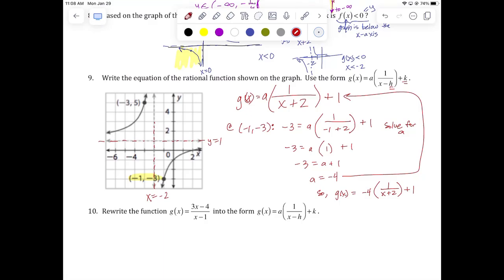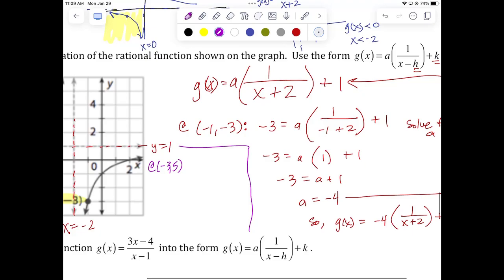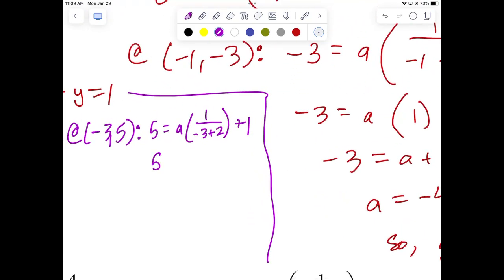You want to try using the other point to see if we get a different value of A? Do we have time? Sure, let's try it. Okay, let's just use the other point. Let's say at the point -3, 5. I know it sounds boring. -3, 5. We get 5 equals A times 1 over -3 plus 2, plus 1. And now I solve for A.